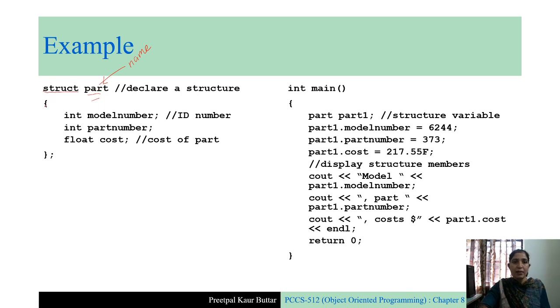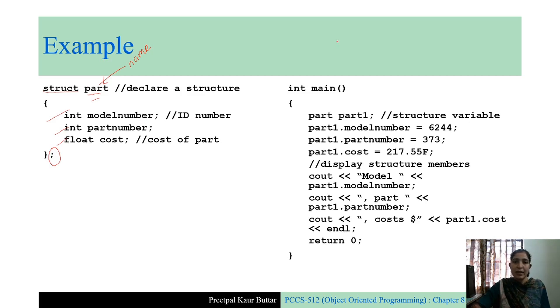And then you can mention the members of this struct part, and the members are mentioned inside these curly braces. It has three members. Int model number, the first member, which is an integer. Int part number, another integer member, and float cost. This is the third member, which is of type float. And remember that the structure declaration ends with a semicolon. After the closing brace, you have to put the semicolon. So this declares a structure.